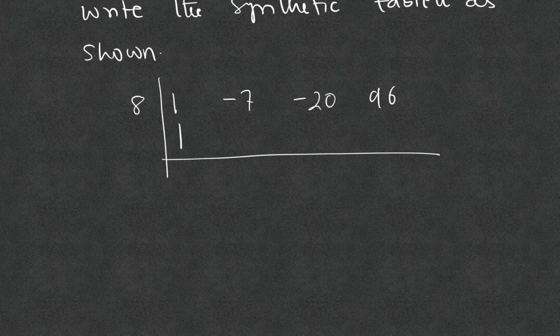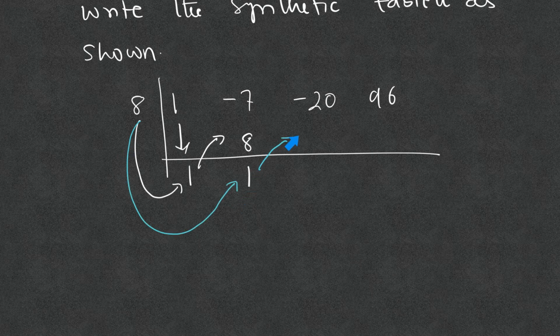The function is already in descending powers of x. So bring down the first number, 1. Multiply 8 with 1 and place it under negative 7 and add. That gives you 1. Multiply 8 with 1 and place it under negative 20 and add. This gives you negative 12.